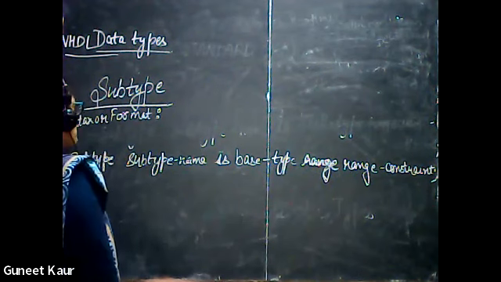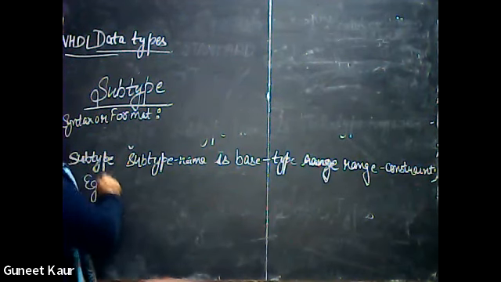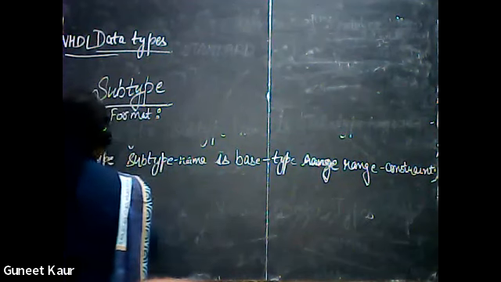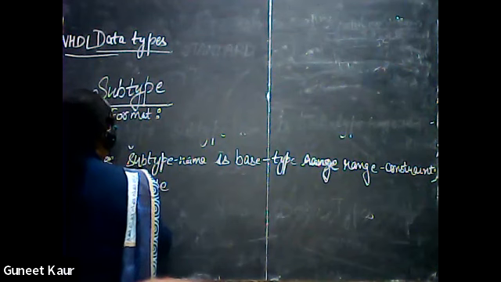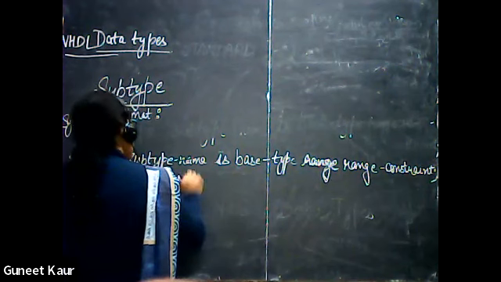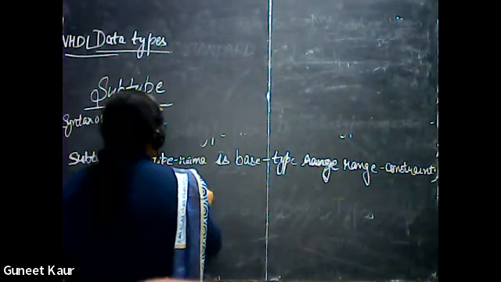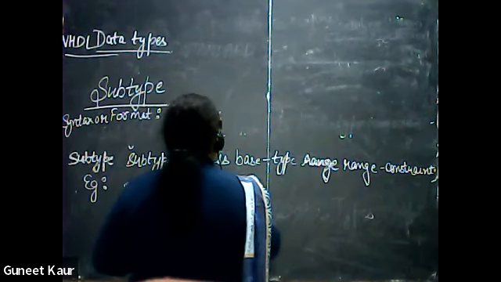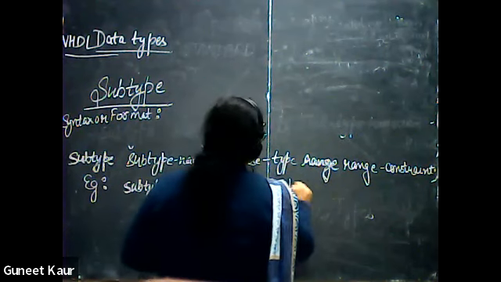Firstly, I have written the syntax format for this. Now some examples, then I will explain these more. So subtype should be bold because it's a keyword. Subtype my_logic is, the keyword, std_logic.